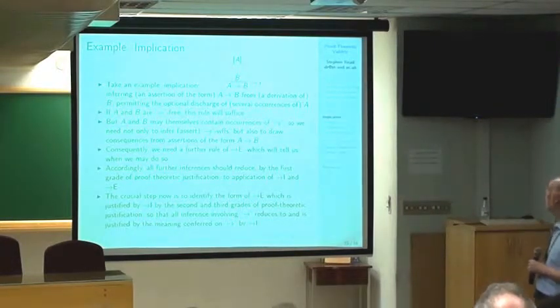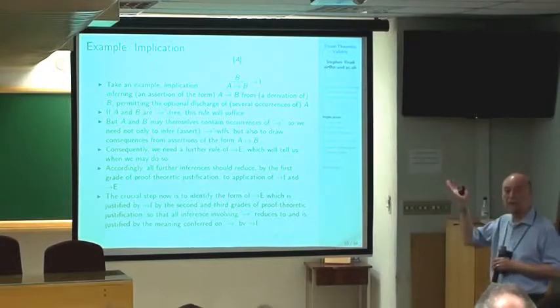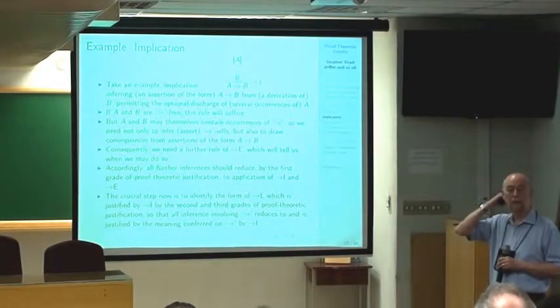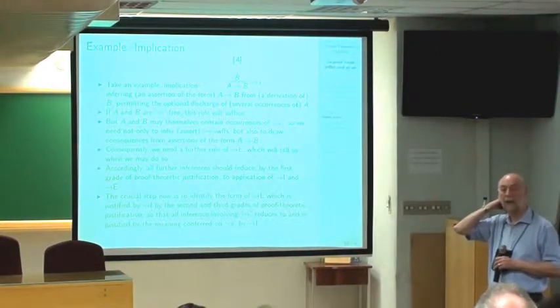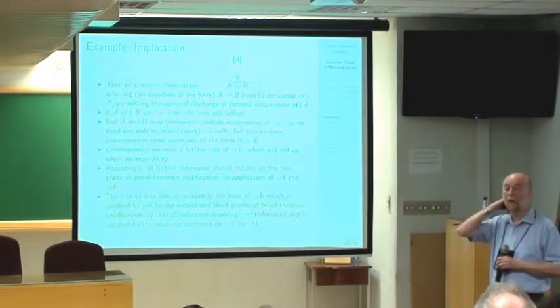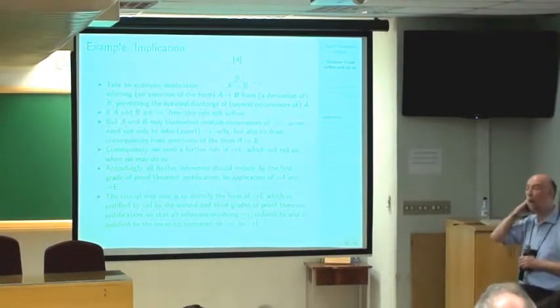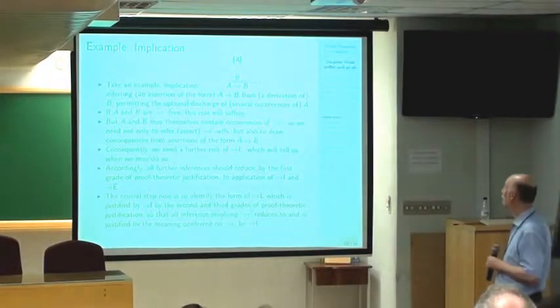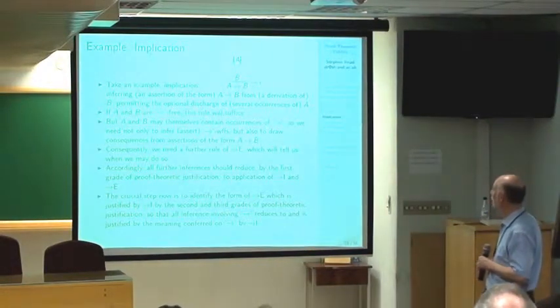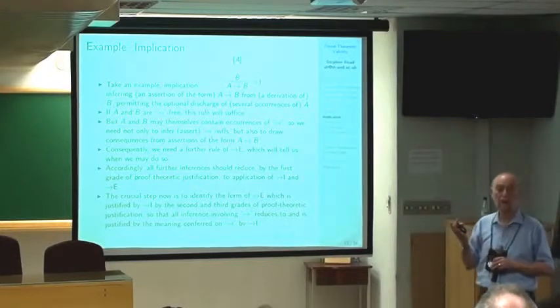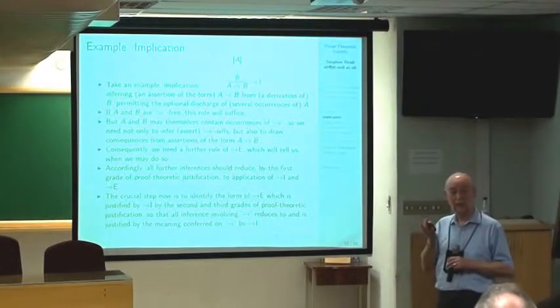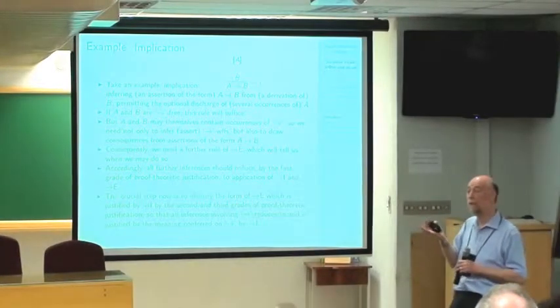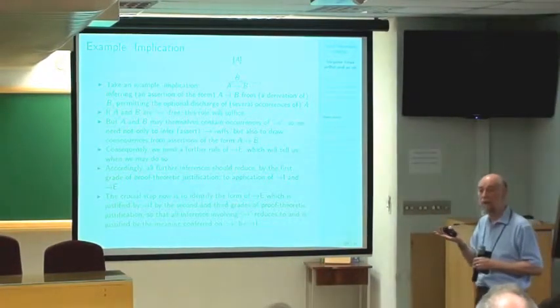So here's an example of implication, a standard implication introduction rule: you can insert A arrow B when you've got a derivation of B from A, and at that point you can discharge zero or more occurrences of A in the proof. Now at the first grade of justification, there will be consequences of that in terms of the derived inferences, which you can get simply using introduction.